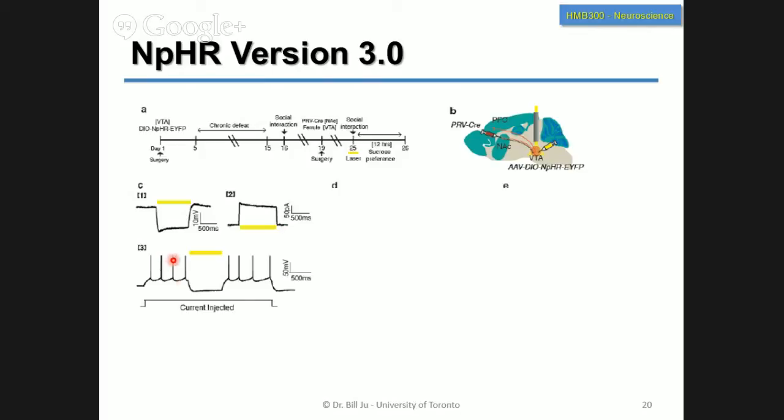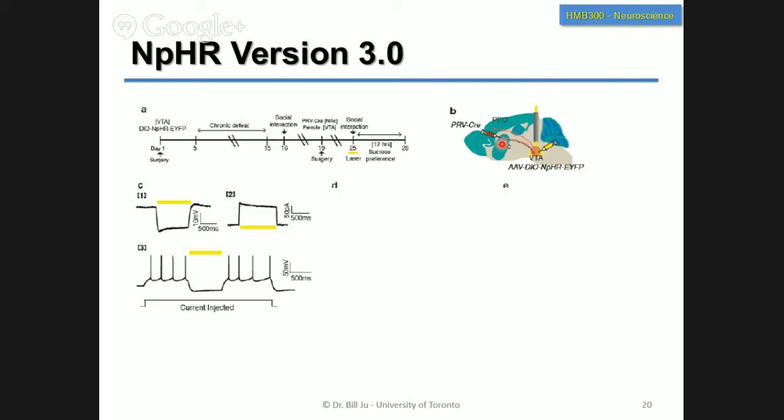So here's the normal spiking pattern of the VTA neurons, and in the presence of this halorhodopsin, when you turn on the yellow light, it stops its activity altogether. Only when the yellow light is on. As soon as you turn the yellow light off, it goes back to its regular firing pattern. Is that okay for everyone? I think that's fairly easy.